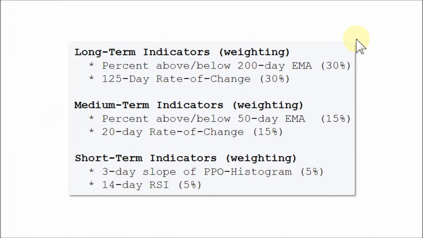How they arrive at the scooter rankings is actually quite complicated, but to put it simply, each stock is scored based on 6 key technical indicators set in 3 different time frames: long term, medium term, and short term. You can see the 6 indicators here, and that the weighting goes more towards the long-term indicators, with the long term getting 30%, the medium term getting 15%, and the short term only getting 5%.